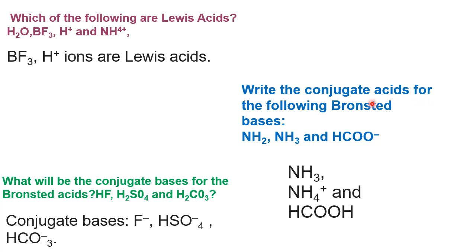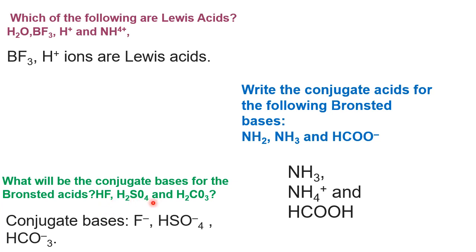Write the conjugate acids for the following Bronsted bases. What are Bronsted acids? Proton donors. Bronsted bases are proton acceptors. NH2 minus, after accepting a proton, becomes ammonia. And ammonia, after accepting a proton, becomes NH4 plus. And this is the formate ion, which after accepting a proton becomes formic acid.